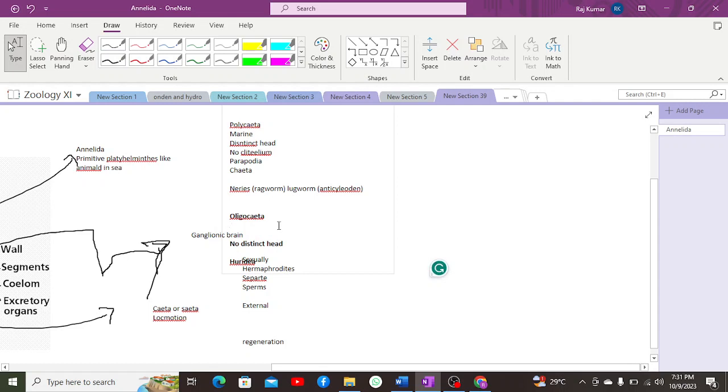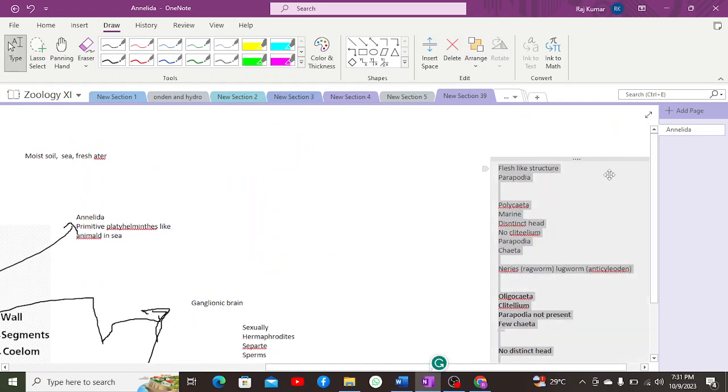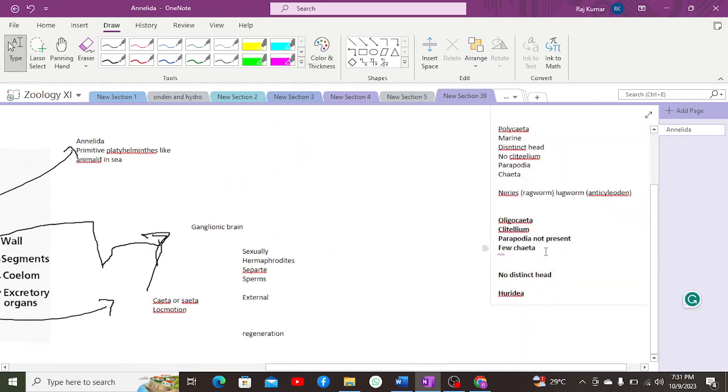Oligochaeta are organisms which have a clitellum. They do not have a distinct head. They do not have parapodia. They have chaetae, but only a few, present for locomotion. Most of these organisms are freshwater living or damp earth, moist soil living. Examples include the earthworm, whose scientific name is Lumbricus, also known as Pheretima.